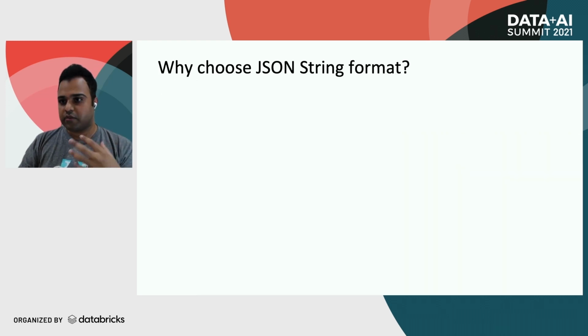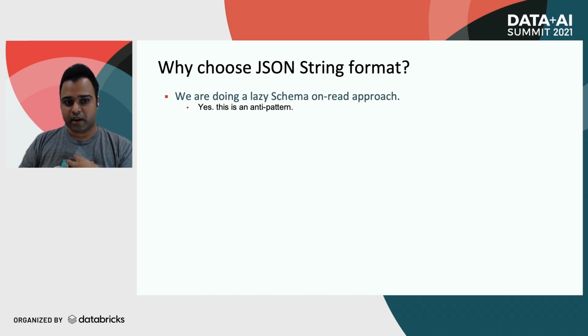Now comes the big question of why are we using the JSON string format, right? So like I said before, this is an anti-pattern. What we want to do is a schema on read approach. I spent half a slide talking about the problems of schema evolution and the nestedness and so on.